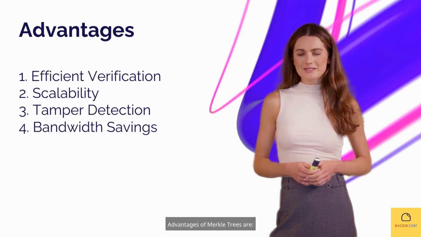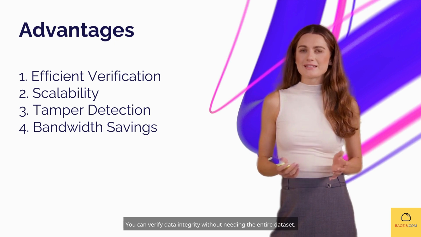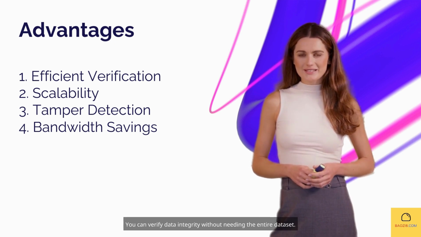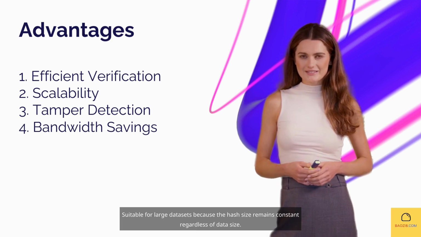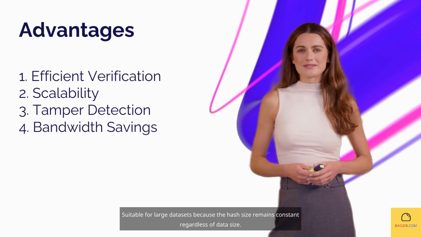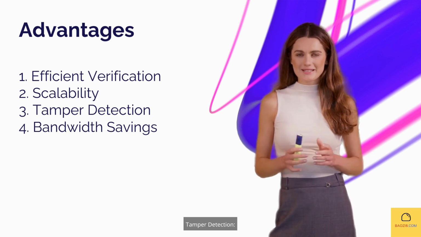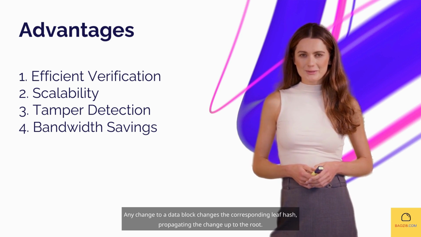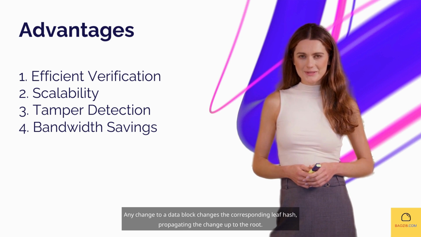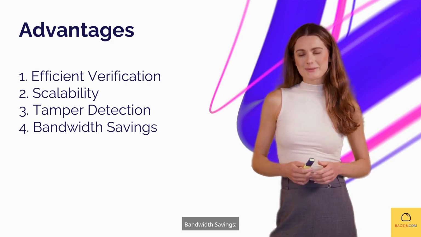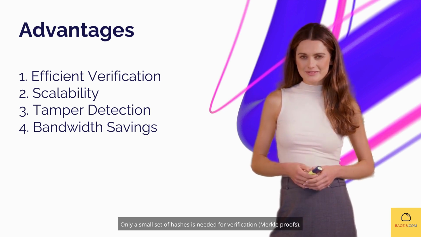Advantages of Merkle trees are: 1. Efficient verification. You can verify data integrity without needing the entire dataset. 2. Scalability. Suitable for large datasets because the hash size remains constant regardless of data size. 3. Tamper detection. Any change to a data block changes the corresponding leaf hash, propagating the change up to the root. 4. Bandwidth savings. Only a small set of hashes is needed for verification, Merkle proofs.